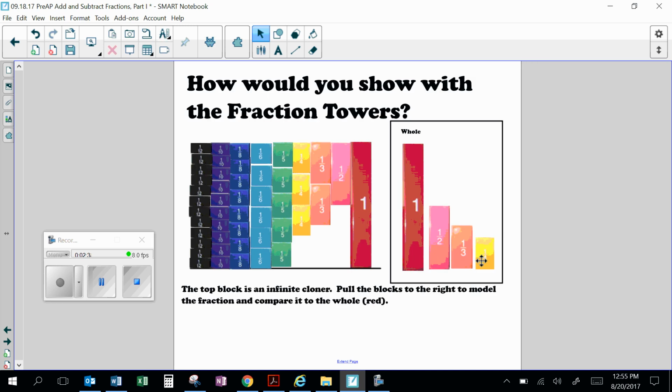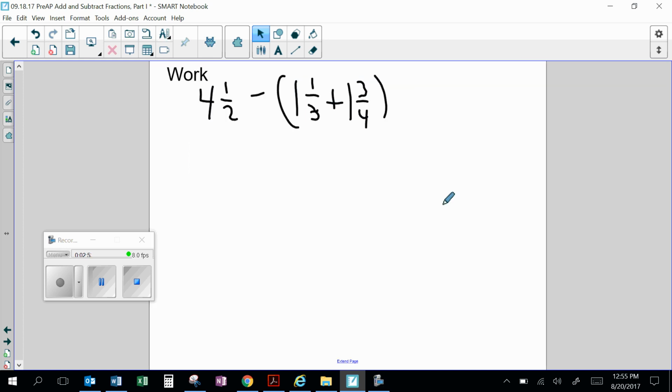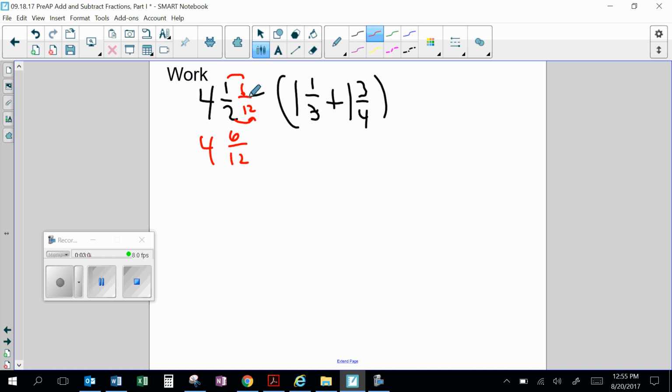How can I rename 1/2? Let's see how many 12ths. 3/12, 4/12, 5/12, 6/12. So I can rename 4 1/2 as 4 and 6/12. How could I do that through arithmetic? What is the scale factor from 2 to 12? Times 6. So 1/2 is 6/12.